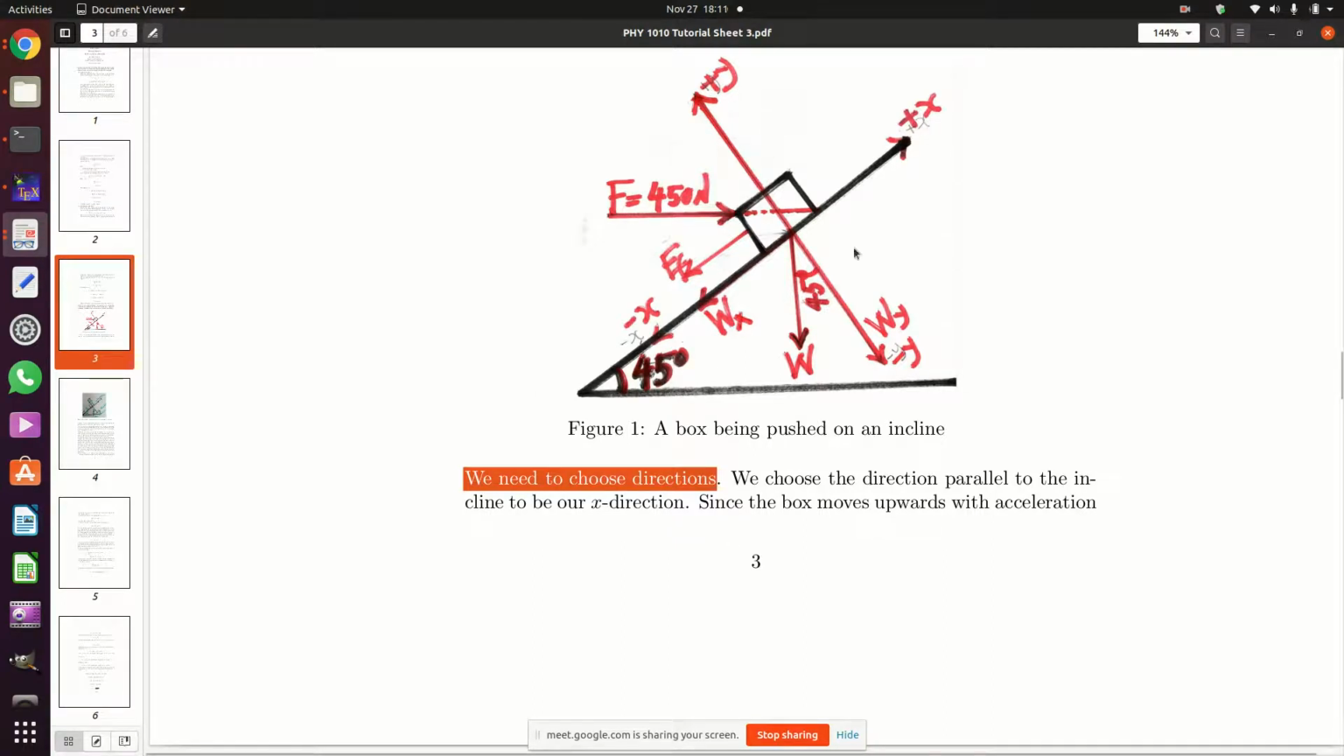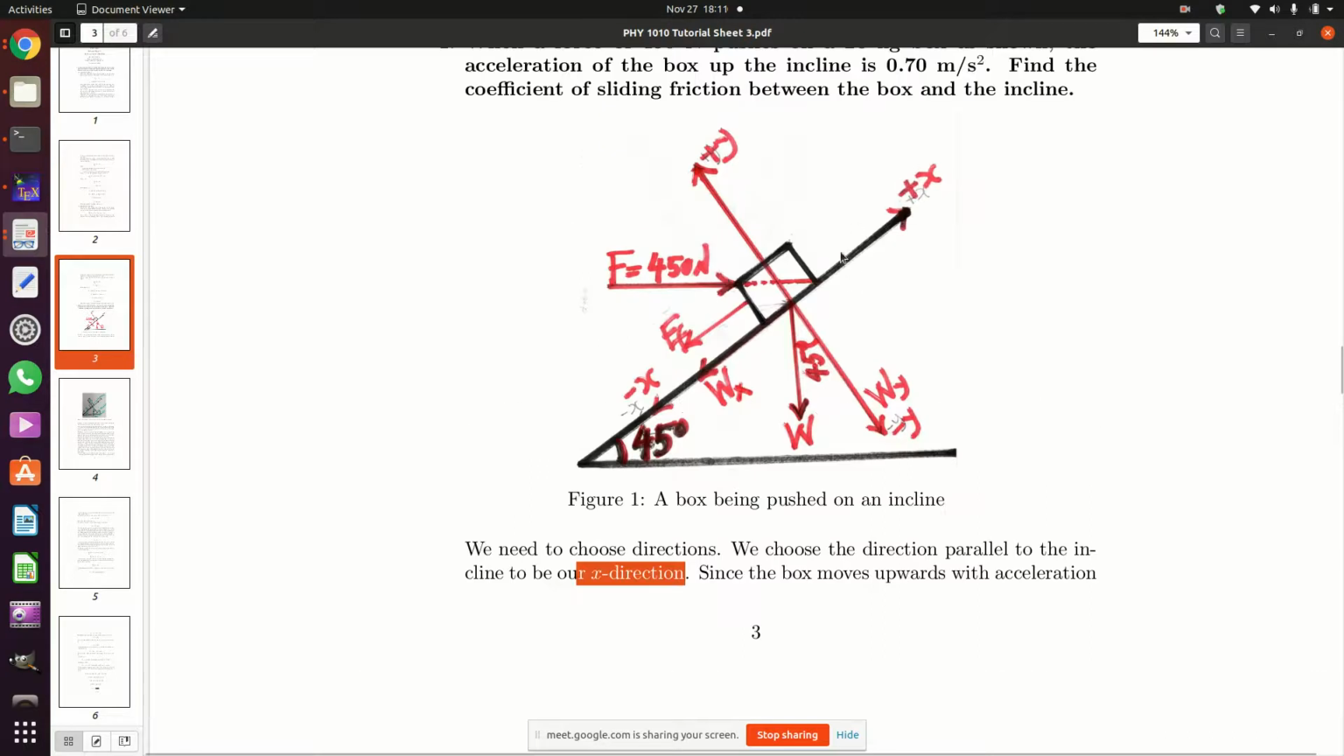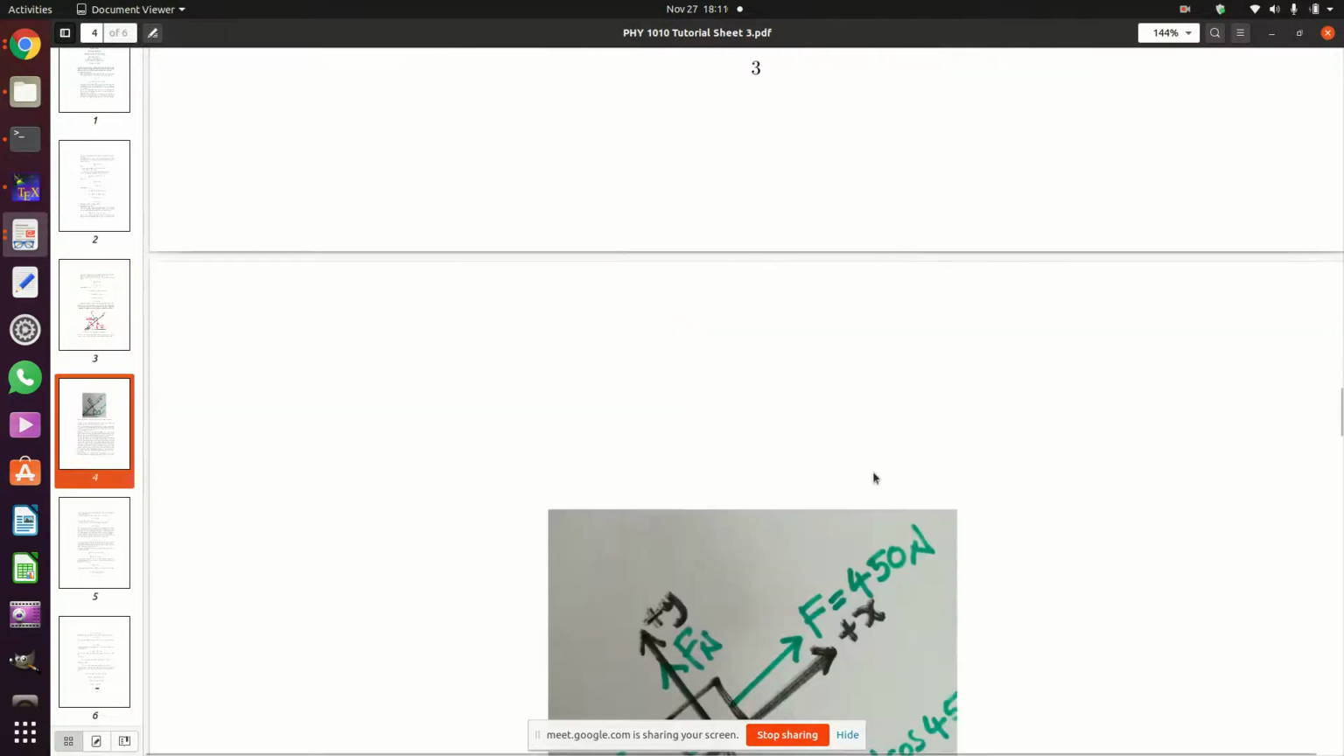In this case, we choose a direction parallel to the incline. This becomes our x direction. So this was already done, okay? And since the box, when it's pushed by this 450 newtons, moves upwards, we choose this up direction to be the positive x direction. Then we choose this down direction to be the negative x direction, like that.